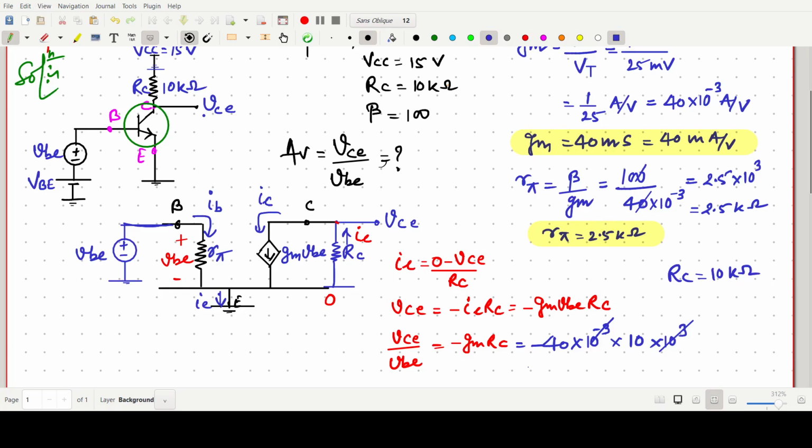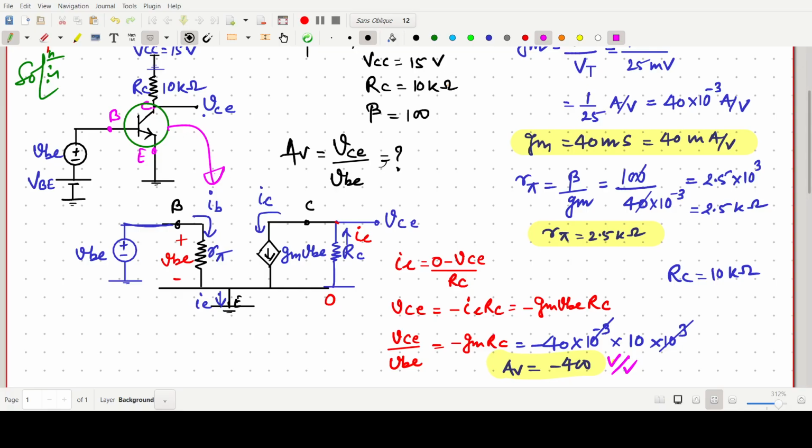So it should be simply minus 400. So the AB, the current gain, will be simply minus 400 volt by volt, or unitless. There is no need to write volt by volt, you can directly write AB equals minus 400. So this is the very first thing that we have mentioned.